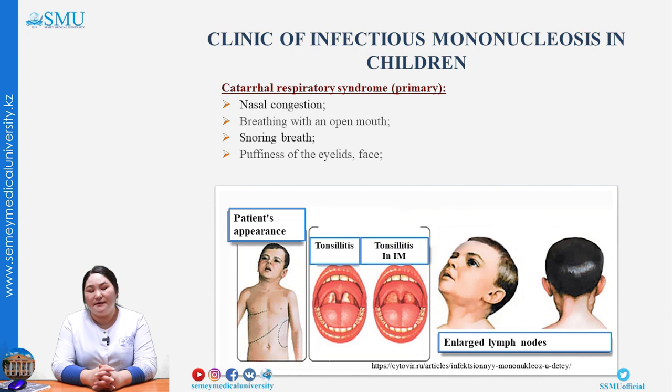The next syndrome, one of the main symptoms, syndrome 2, is catarrhal syndrome, or respiratory catarrhal syndrome. As we already said in the pathogenesis, this virus mostly infects B lymphatic tissue, so the nasopharyngeal lymph nodes will be increased. The nasopharyngeal tonsils will increase in size and swell, and accordingly they block the nasal cavity.